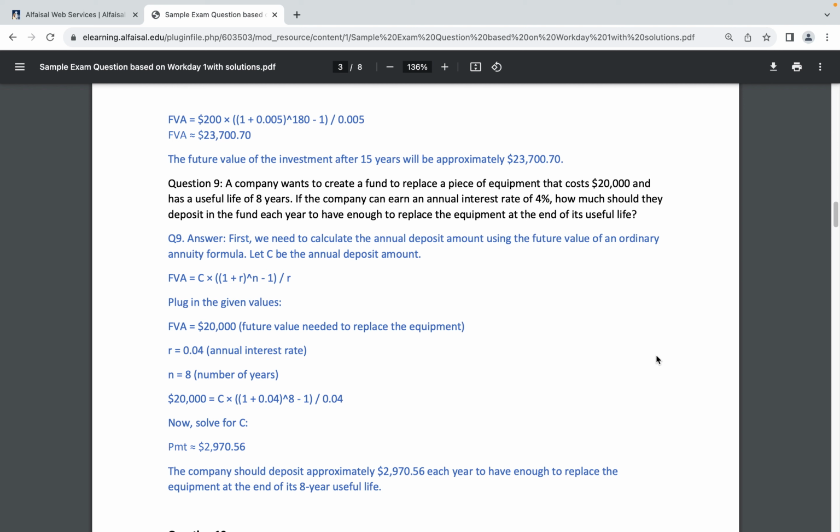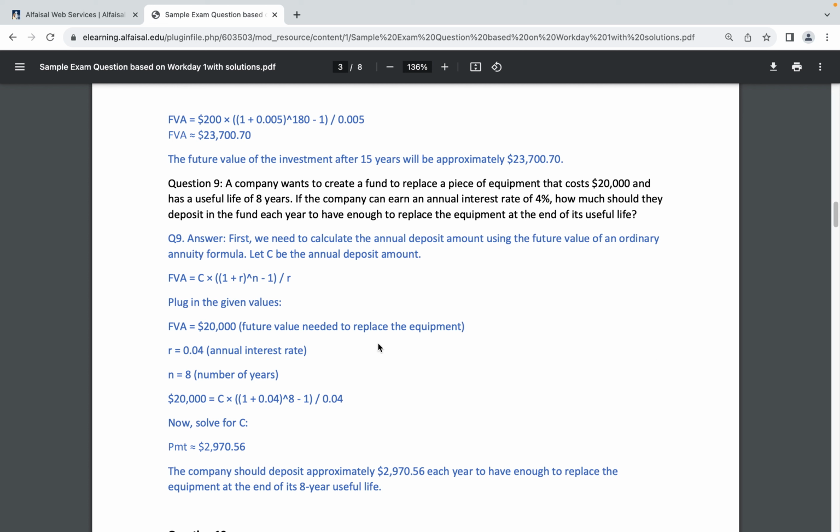Okay, so here we are. How much should they deposit in the fund each year to have enough to replace the equipment at the end of its useful life? Even though there's no word about future in this question, you can discern that it is about the future. How much are you going to have at the end of this savings scheme? Because that's what it is. So let's calculate the annual deposit using this future value annuity formula.